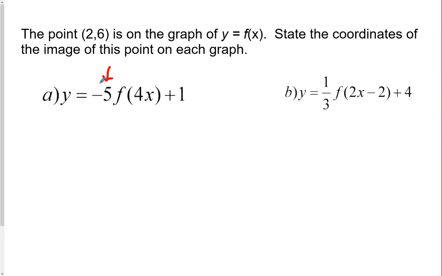First things first, I know I'm multiplying all of my y values by -5.